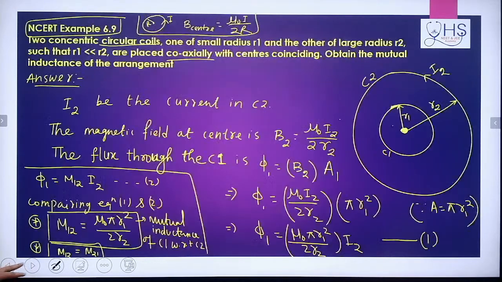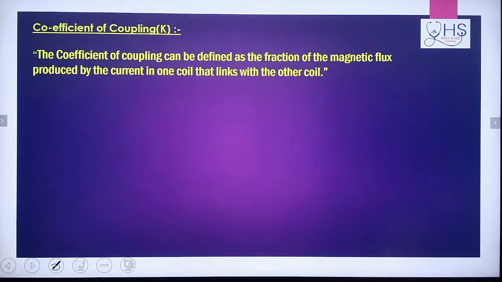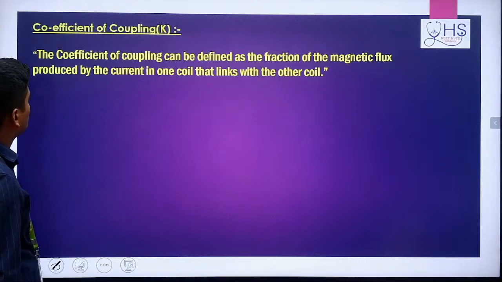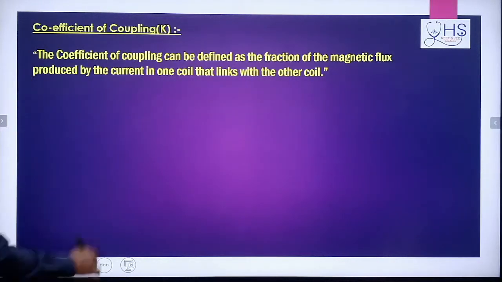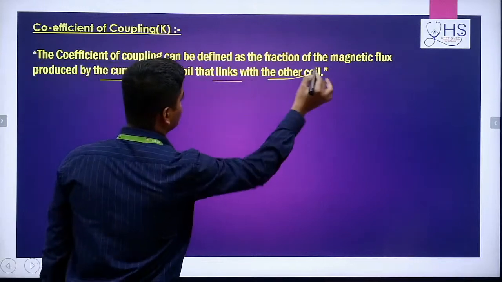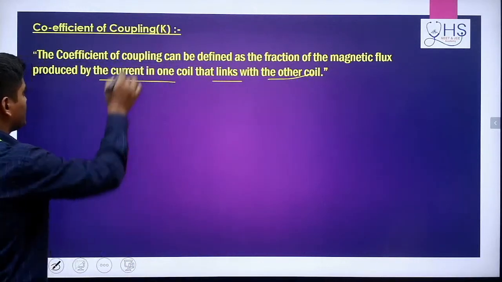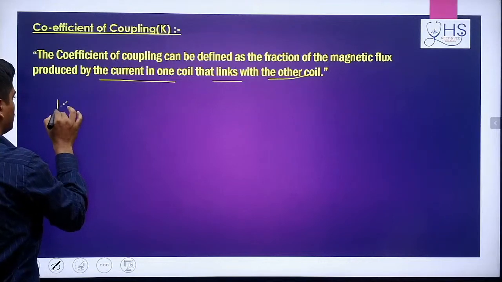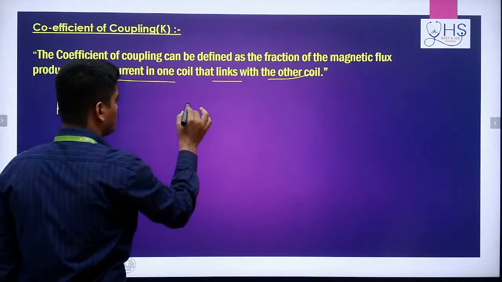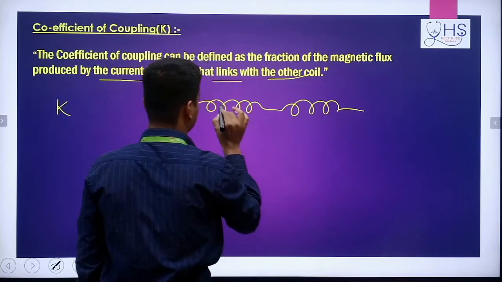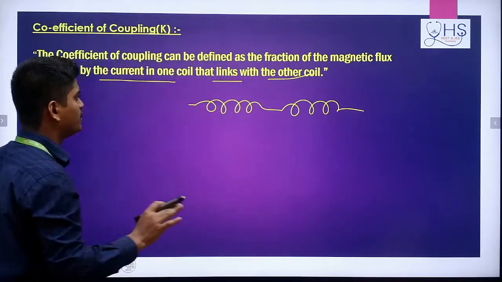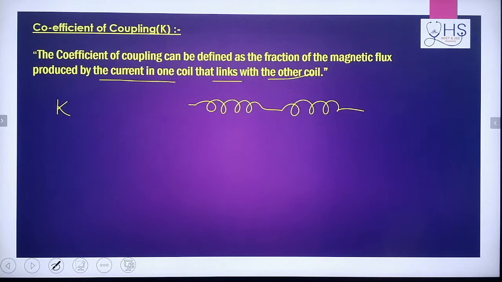So next topic. What is the next topic? The coefficient of coupling. So what is coefficient of coupling? It can be defined as the fraction of magnetic flux produced by the current in one coil that links with the other. Basically the symbol is denoted by K. Now if two coils or two solenoid coils, whatever inductors, are there, what is happening here?